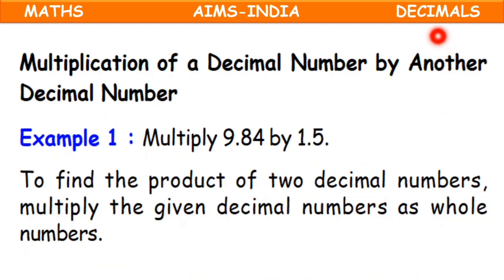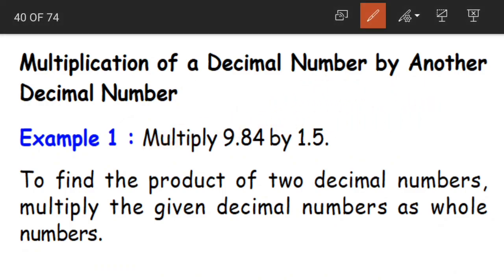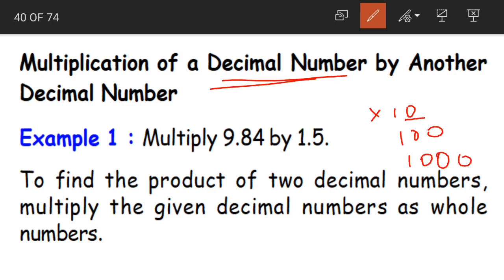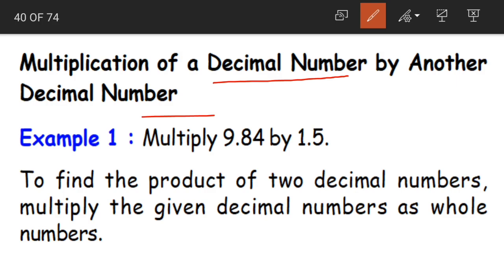So in today's class from the chapter decimals, let us first learn about multiplication of a decimal number by another decimal number. In the previous class we have discussed multiplication of a decimal number by the numbers 10, 100 and 1000. Yes, depending on the number of zeros here, the decimal point would move so many decimal places to the right. Now what if we have another decimal number? What if we have to multiply a given decimal number by another decimal number? For example, let us multiply 9.84 by 1.5.